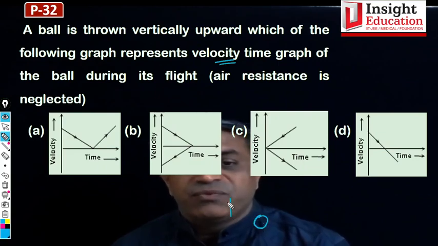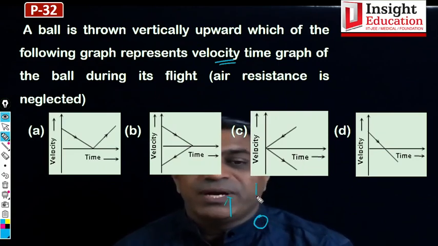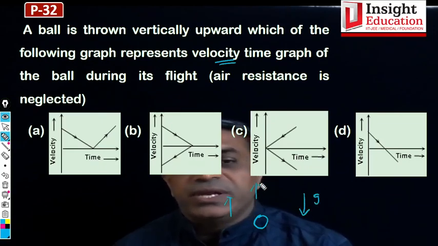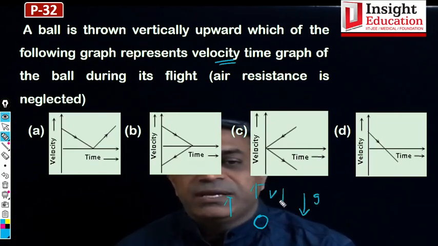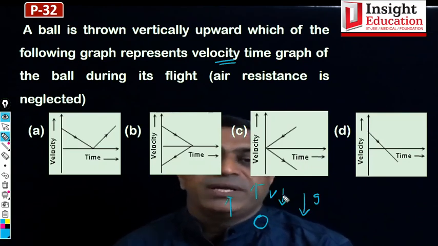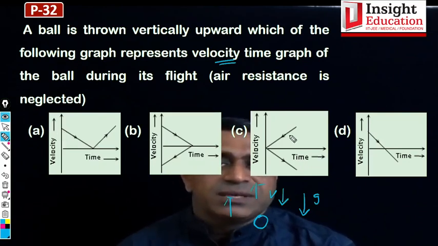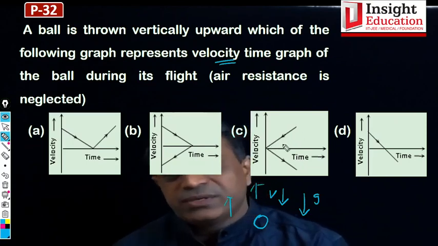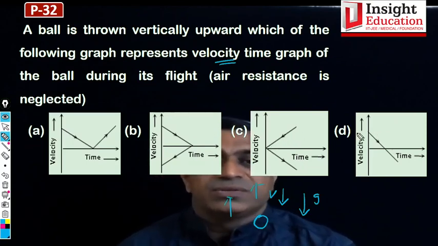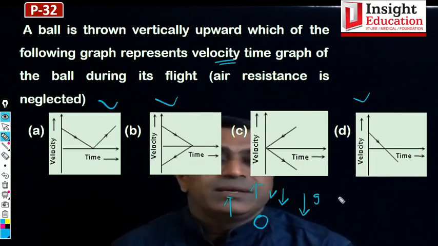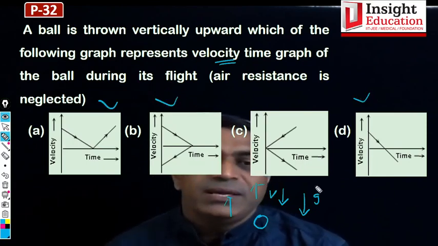When we throw the ball in the upward direction, acceleration is acting in the downward direction. So in the upward direction, velocity decreases. So check, velocity decreases. Here velocity does not decrease, so those are not possible. So the probable answer is either A, B or D.